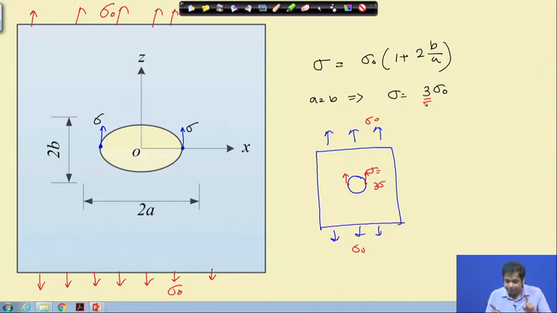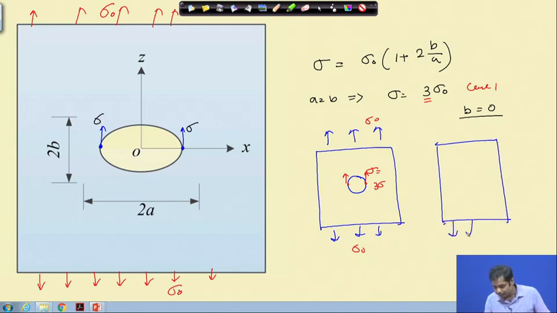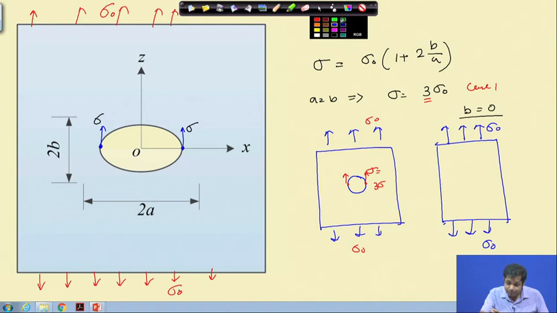Now, case 2, say b is equal to 0. If b is equal to 0, then what does it mean? It means that if we take the same problem like this, we have a load like this, and this is sigma 0. Then b is equal to 0 means this ellipse becomes a line, and what is the direction of the line? The direction of the line is this, isn't it?